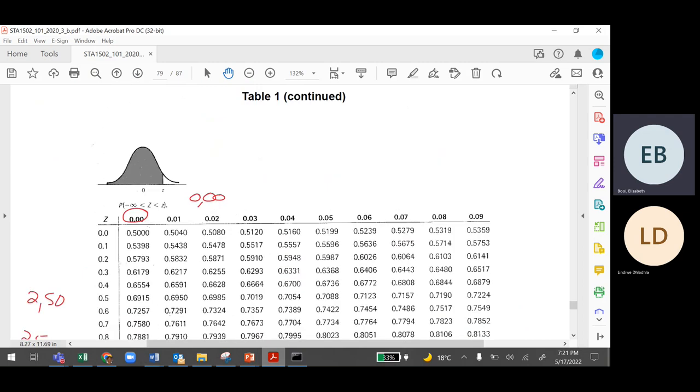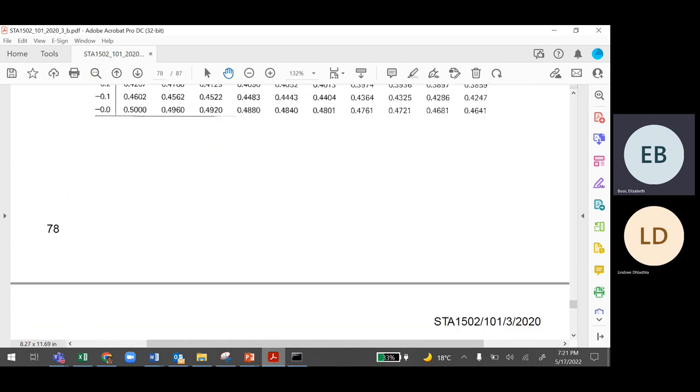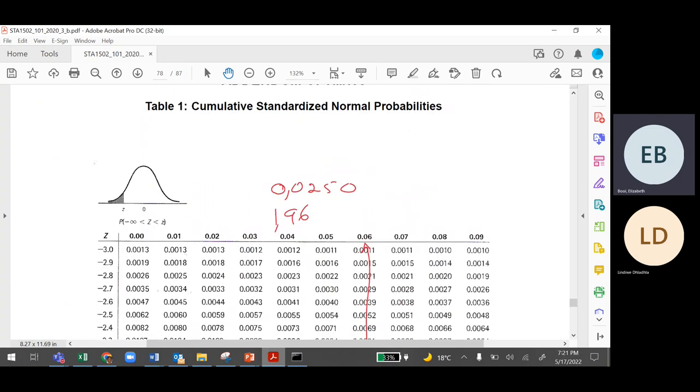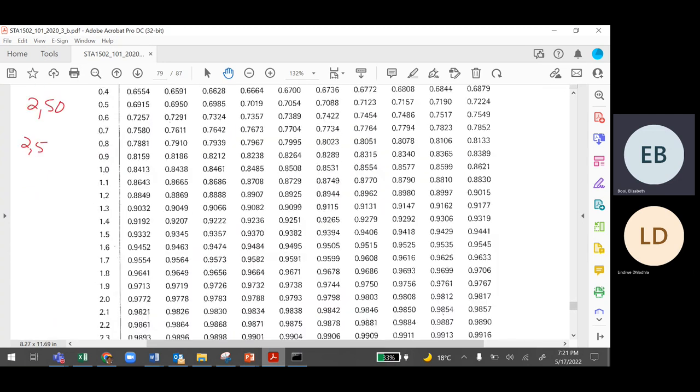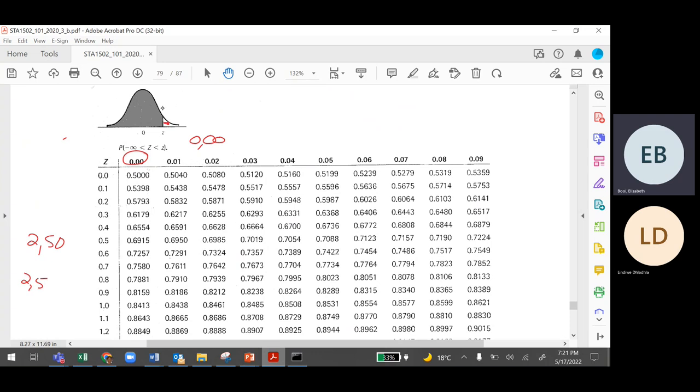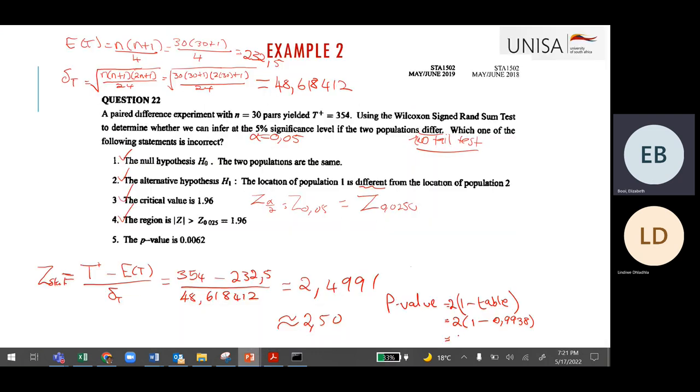Why do we need to subtract from 1? If you look at this, we are getting the values from the greater side, whereas we should be getting the value from the smaller portion. The smaller portion is the opposite on this one, which is 0.0062. If it was only a one-tailed test, this would have been correct, but because we're doing a two-tailed test, we have to multiply by 2. So we take the answer and multiply that by 2, and the p-value should be 0.012. Which makes number 5 the incorrect statement.